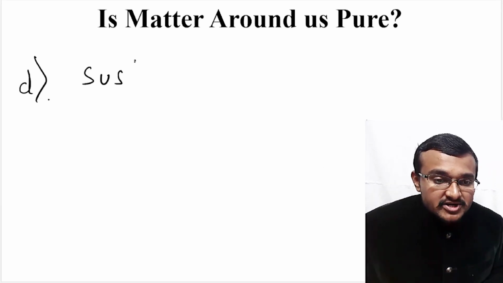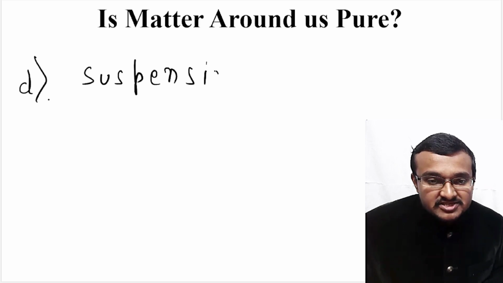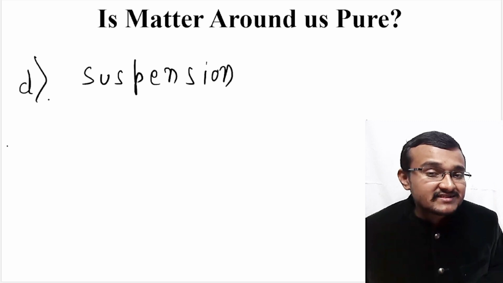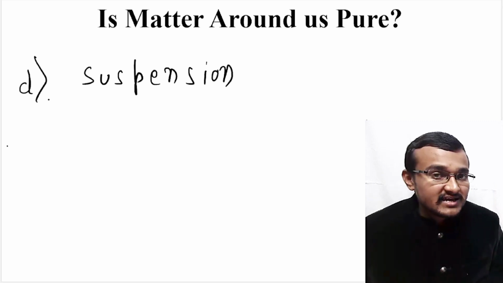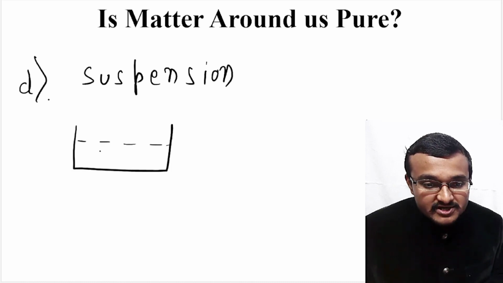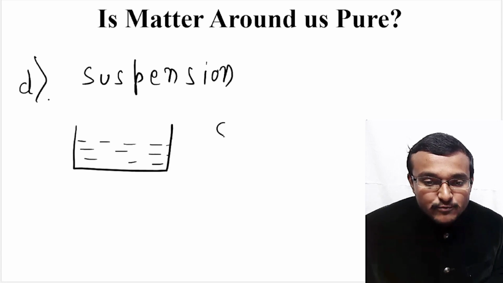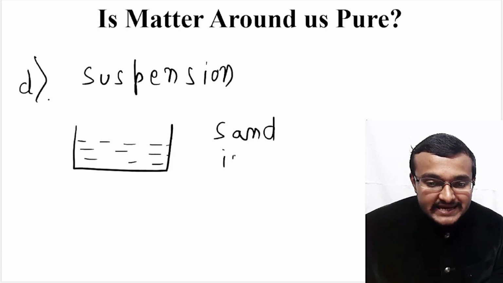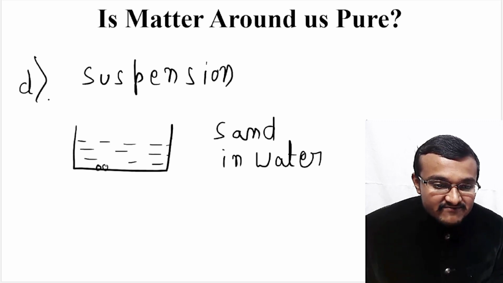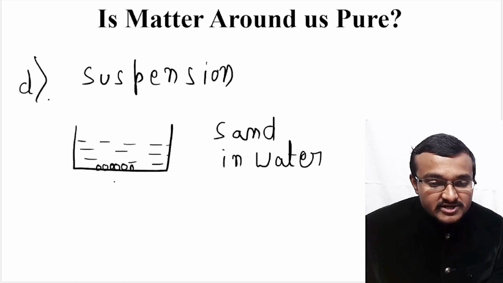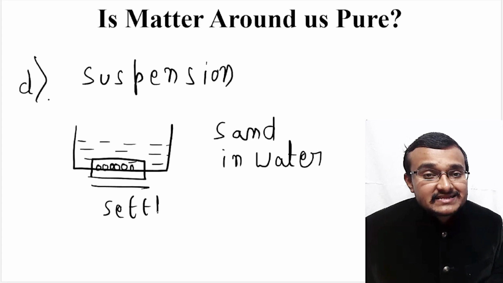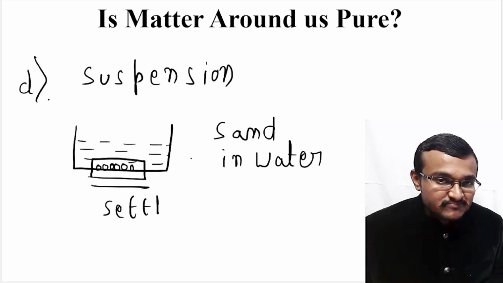Coming to the D question in this particular exercise, that is suspension. So what do you mean by suspension? So suspension is a heterogeneous mixture where the diameter of that particular solute will be larger and it will easily get settled at the bottom of this particular solvent. So for example, sand in water. When you put sand in water, this particular sand will get settled at the bottom of this particular water. So this process of settling down of a particular solute in this particular solvent can be known as suspension.